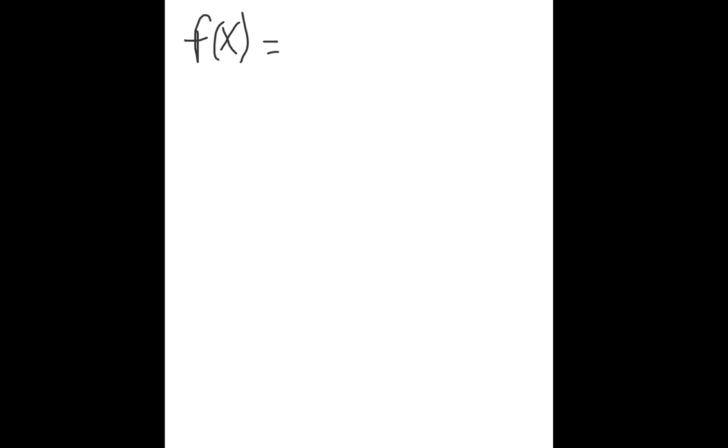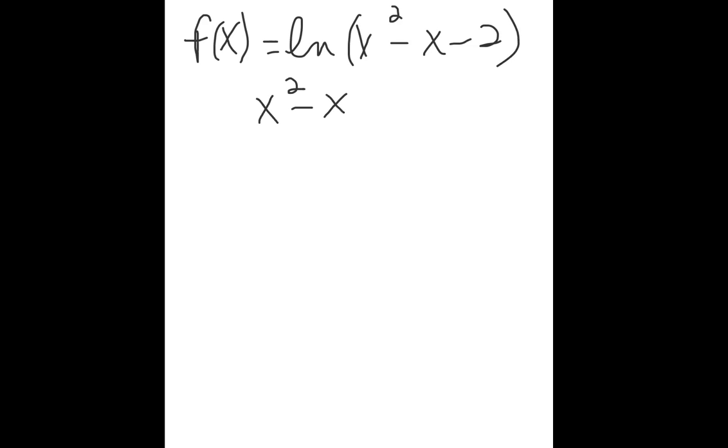f of x equals natural log of x squared minus x minus 2. We got to find the domain. So guys, once again, in order to find the domain, you got to take the argument and set it greater than 0, because remember, the domain of these logs, the natural log, same thing. Remember, the natural log is just log with base e. So the domain must be all x's greater than 0, everything greater than 0.